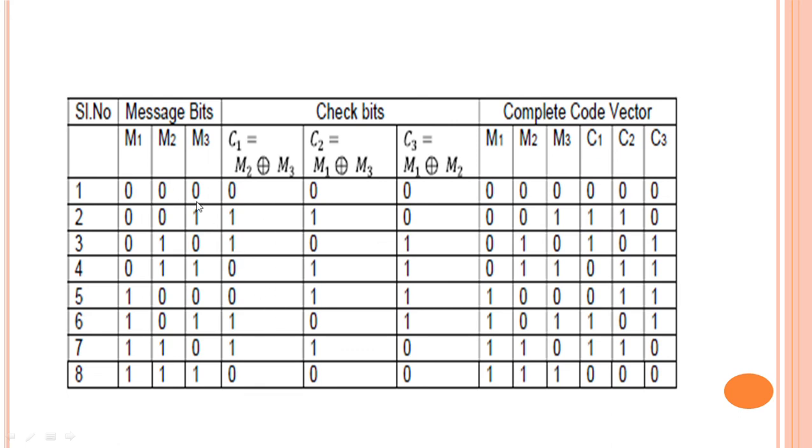So the message vector followed by the check bits will give the complete code vector, which is represented here as M1, M2, M3, C1, C2, C3. As I already mentioned, since the message vector is followed by the check bits, this is a systematic block code.